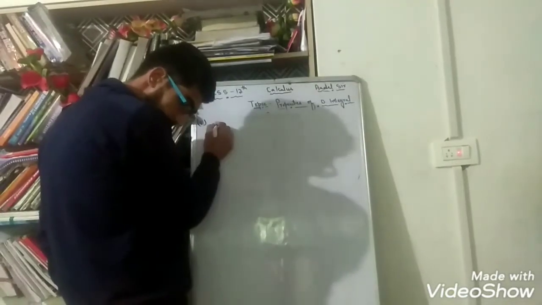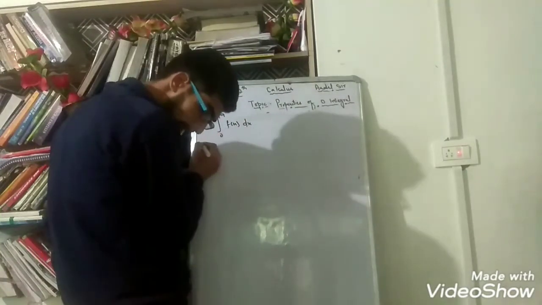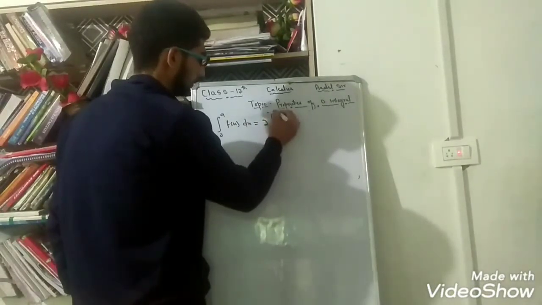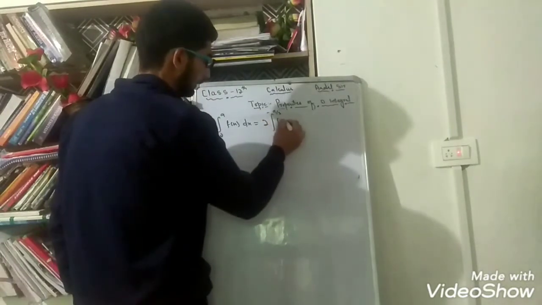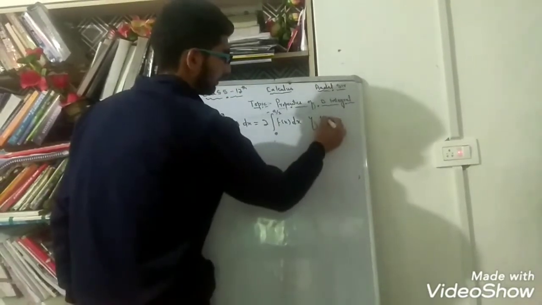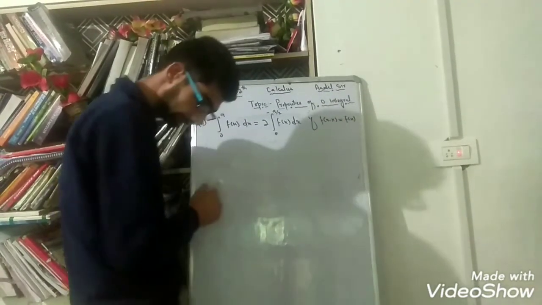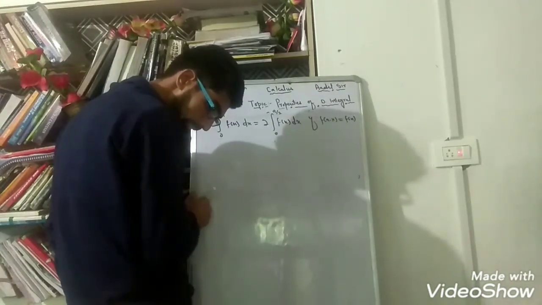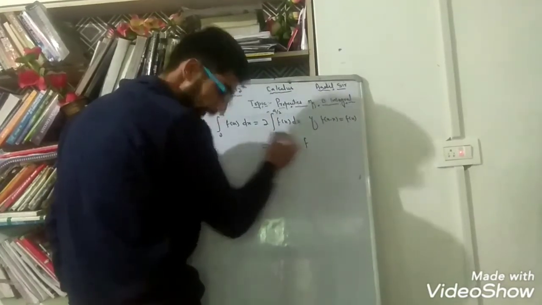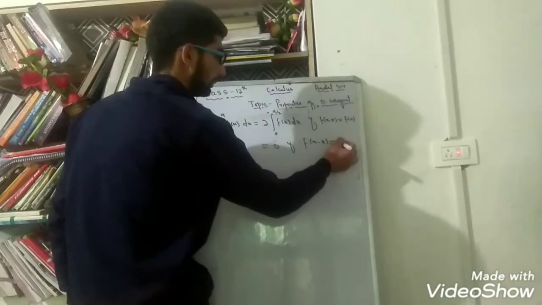If we have the integral from 0 to a of f of x dx, it is equal to twice the integral from 0 to a divided by 2 of f of x dx if f of a minus x is equal to f of x, and it is equal to 0 if f of a minus x is equal to minus f of x.